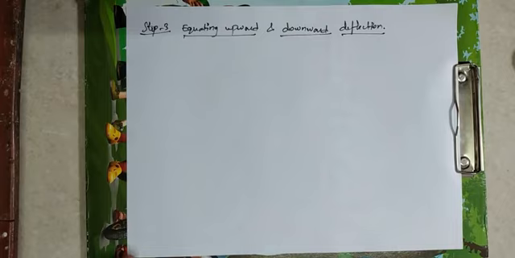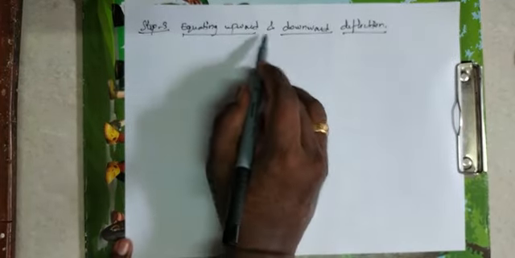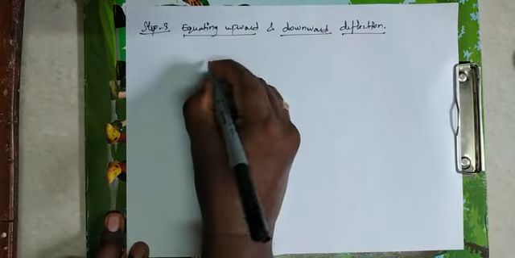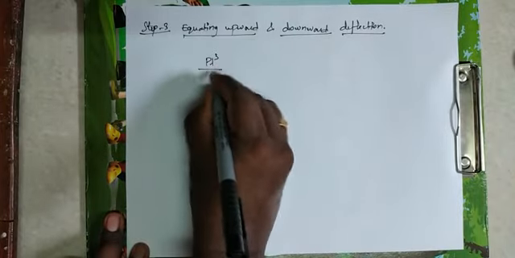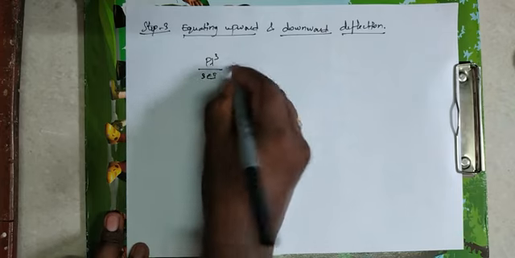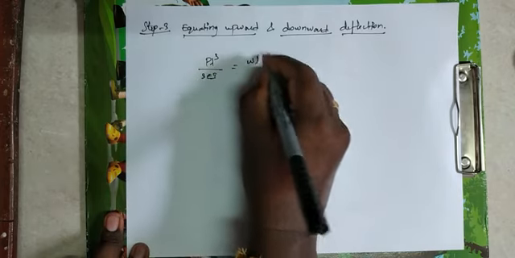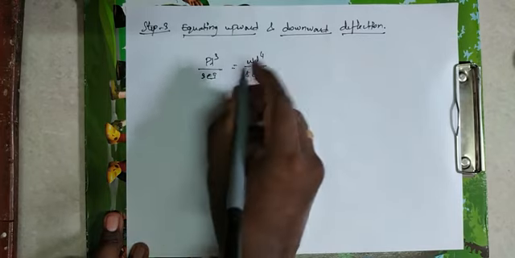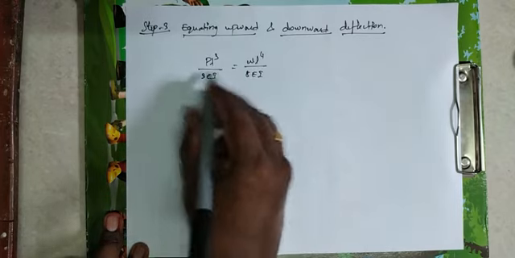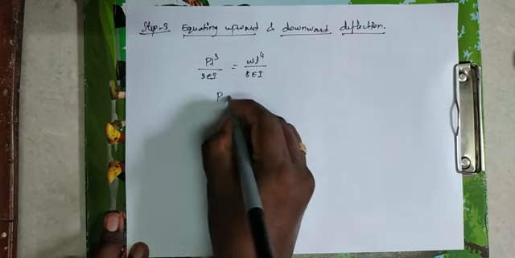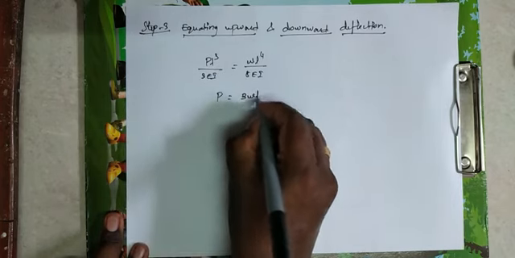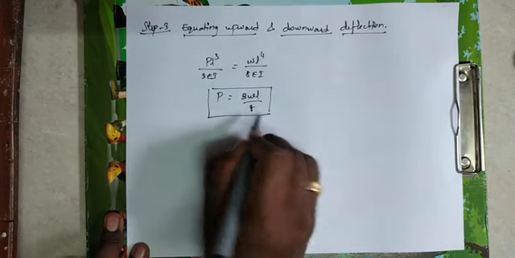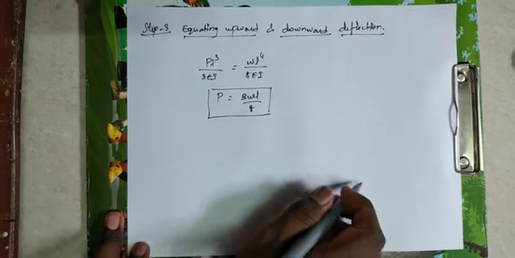Now, the third step is equating the upward and downward deflection. The upward deflection is PL cube divided by 3EI and the downward deflection is WL power 4 divided by 8EI, which we have already found out. By equating this, we will get P as 3WL divided by 8. So, the prop reaction P is 3WL by 8.